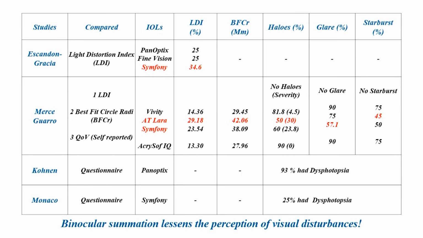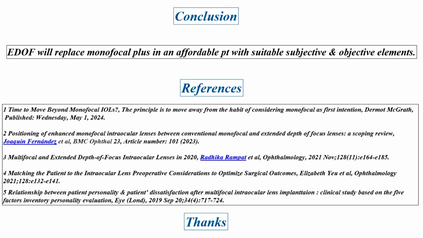Now, these are different studies. This is my second last slide. These are different studies which looked at the outcomes of different types of multifocal and EDOF lenses. Some say Symphony is worse, some say Symphony is better than Tecnis. In the questionnaires, some say 93% had dysphotopsia, some say 25% had dysphotopsia. People have looked at different aspects of it. So it is important for us to have complete knowledge about what we are delivering and counsel the patients accordingly in order to get a good result.